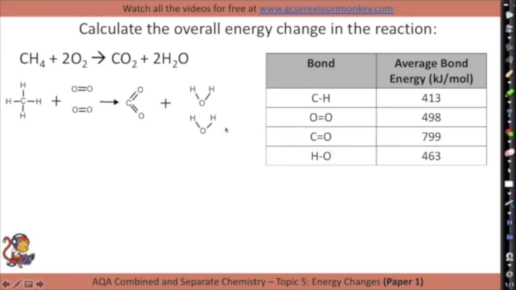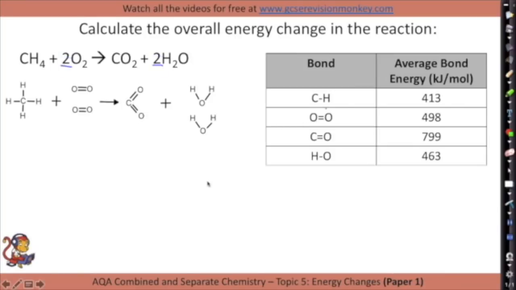So we can calculate the overall energy change in a reaction. In an exam, you'll be given the equation. Make sure it is balanced. Normally they will balance it for you. They will give you the displayed formulas for the chemicals in the equation, and they will give you a table that shows the bond energies. Now these are constants. You can look these up on the internet and you will be given these in exams. So for example, the energy needed to break a CH bond is 413 kilojoules per mole. Alternatively, this would be the energy released when that bond is made, depending on whether you're making the bond or breaking the bond.